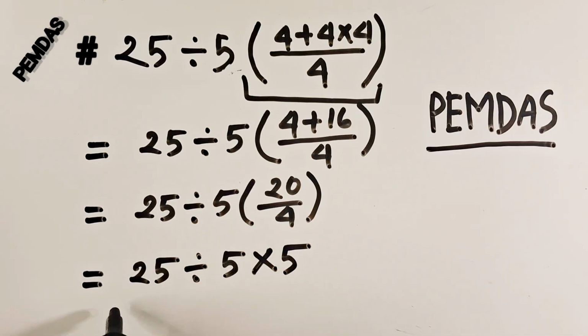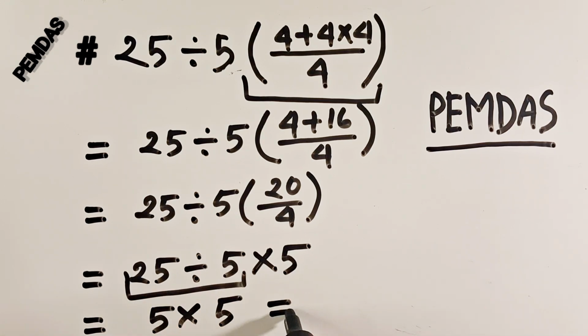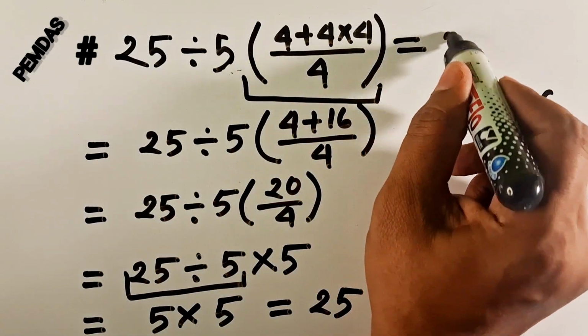and then 25 divided by 5 is equal to 5, so 5 into 5. Then 5 into 5 is equal to 25. It is the right answer and right process.